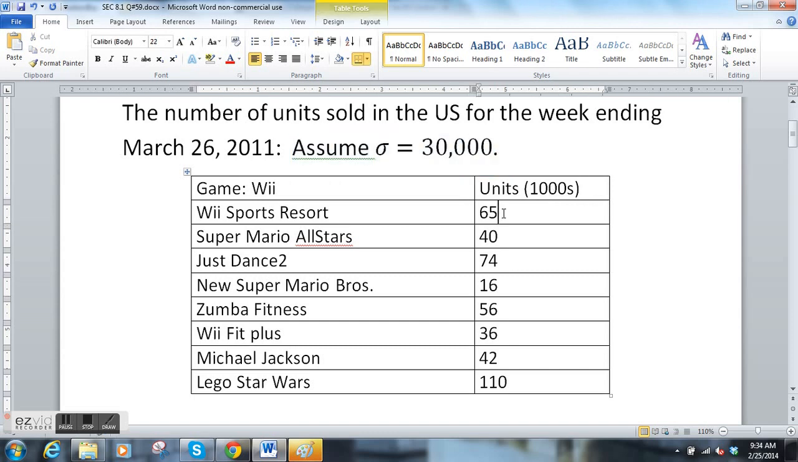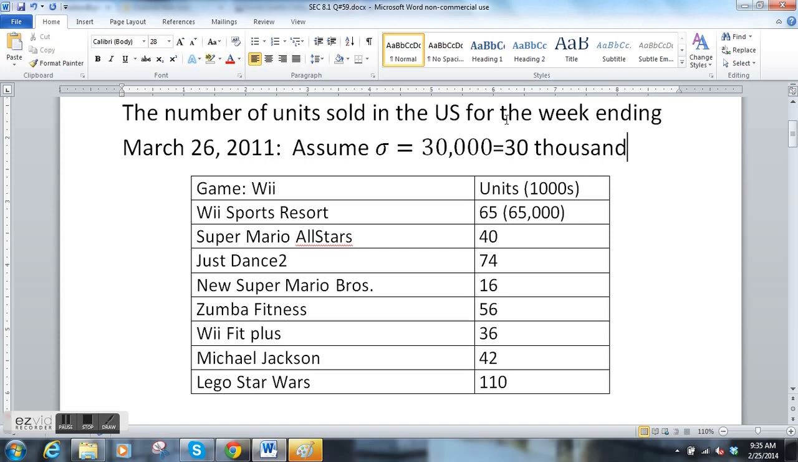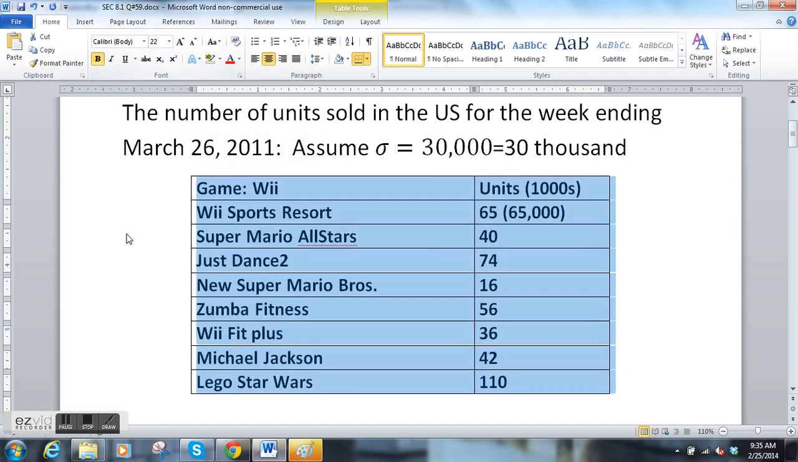So here's a tricky thing. Do you see how the units here, it's 65, that means 65,000, like that. Oops, add a 0. And this one's 30,000. So in your mind, you want to think of it as 30,000, like that. That way all the numbers are consistent as you're going through the problem. Anyway, so here is the raw data.